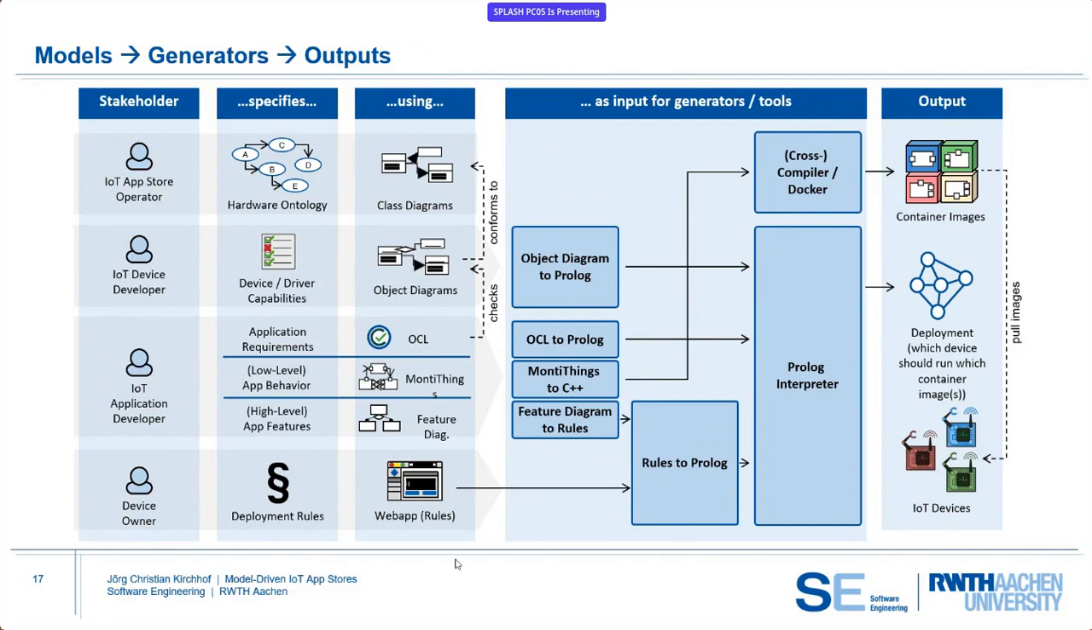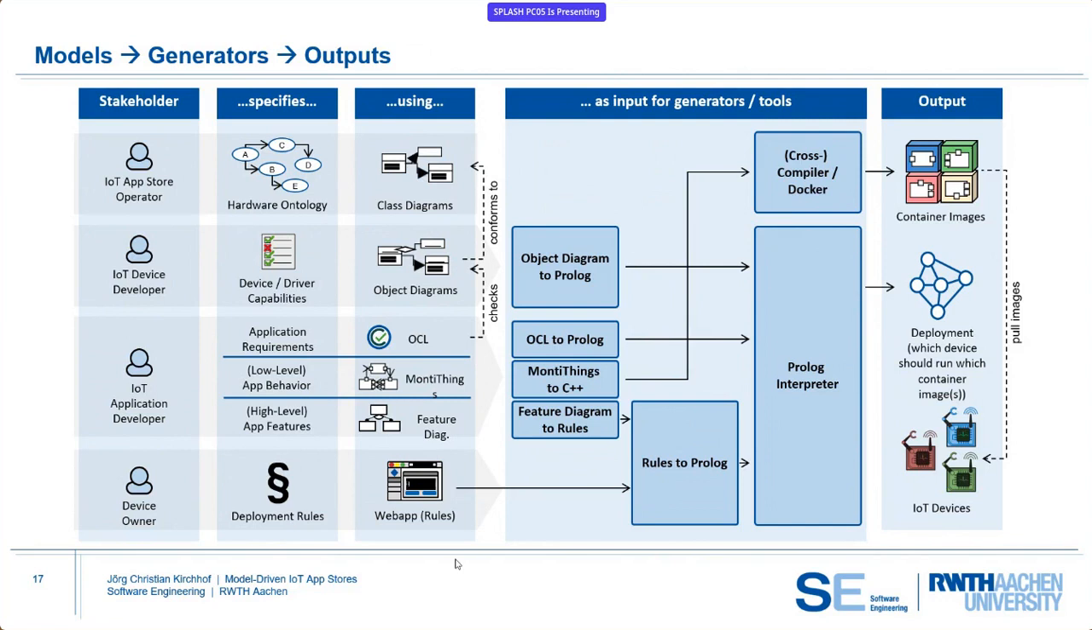And then there's the device owner. The device owner specifies the rules for the individual instantiation of the application. So as I said, for example, a fire extinguisher in each room. Most of these now get transformed to Prolog code. So we have a rule engine, and basically there we define the facts about our system, so that there are devices present and that devices have certain capabilities, and that there are certain requirements within our system.